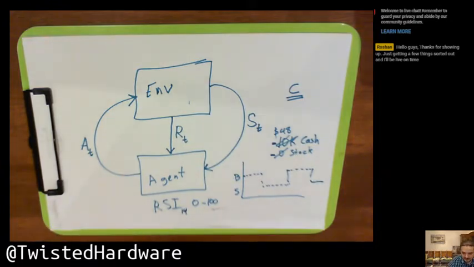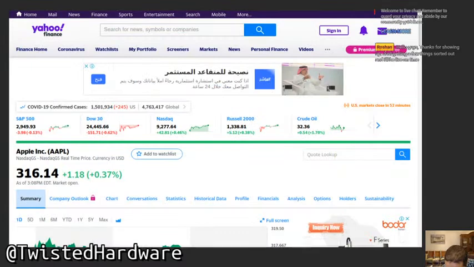I will switch you now to this. So I'll be getting my data from Yahoo Finance. To actually fetch the data, you can go in here to historical data.